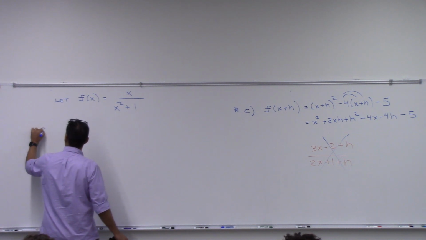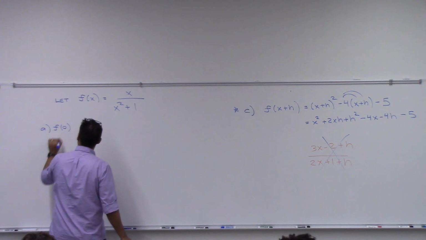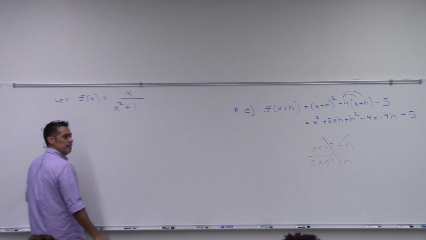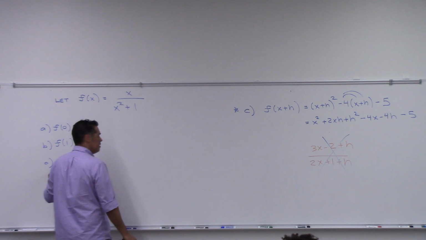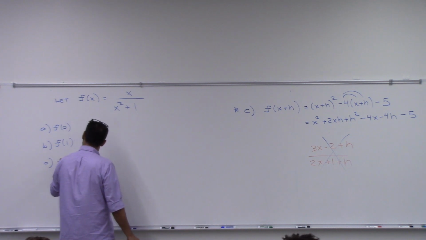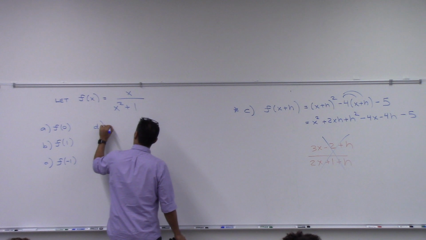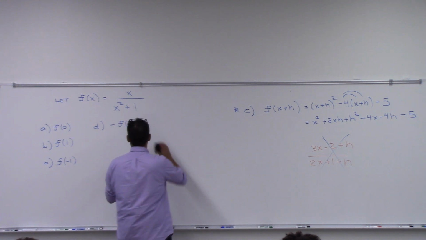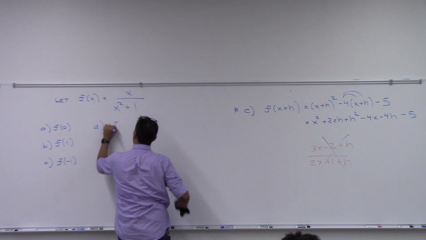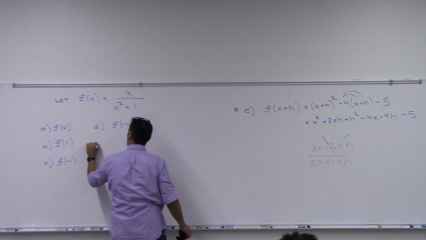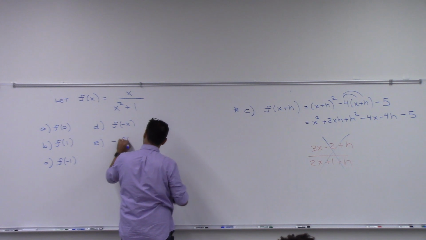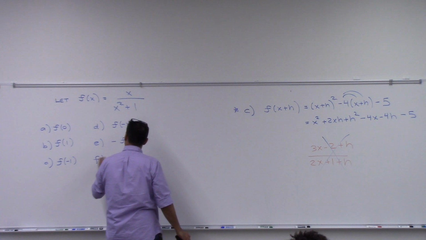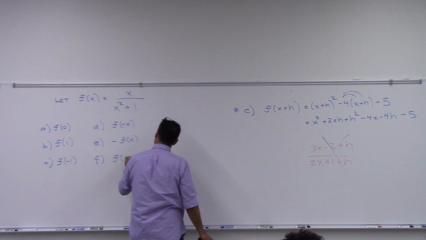So part A, what's f of 0? Part B, what's f of 1? Part C, what's f of negative 1? Part D, what's negative f of x? Ooh, that'll be interesting. No, I got that wrong. Sorry. F of negative x. E, what's negative f of x? And then F, what's f of x plus 1?